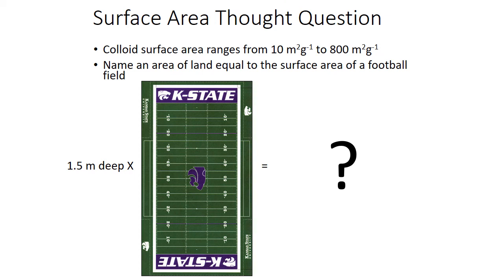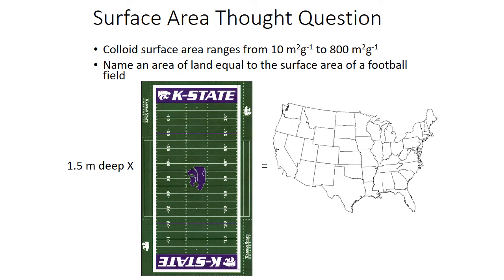All right, so if we have a football field 1.5 meters in depth, that ends up being equal to the lower 48 states. So a very large land area if we add up all the surface areas of all the colloids that would be in one football field worth of soil.